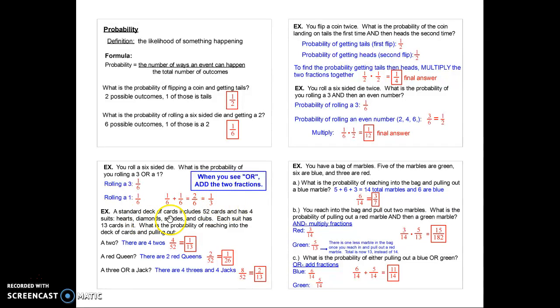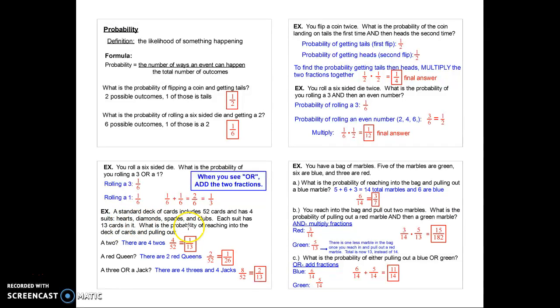Another example, a standard deck of cards has 52 cards and has 4 suits. Okay, so we have hearts, diamonds, spades, and clubs that make up those 52 cards. Each suit has 13 cards in it. So I have 13 hearts, 13 diamonds, 13 spades, and 13 clubs. That'll give me a total of 52 cards.